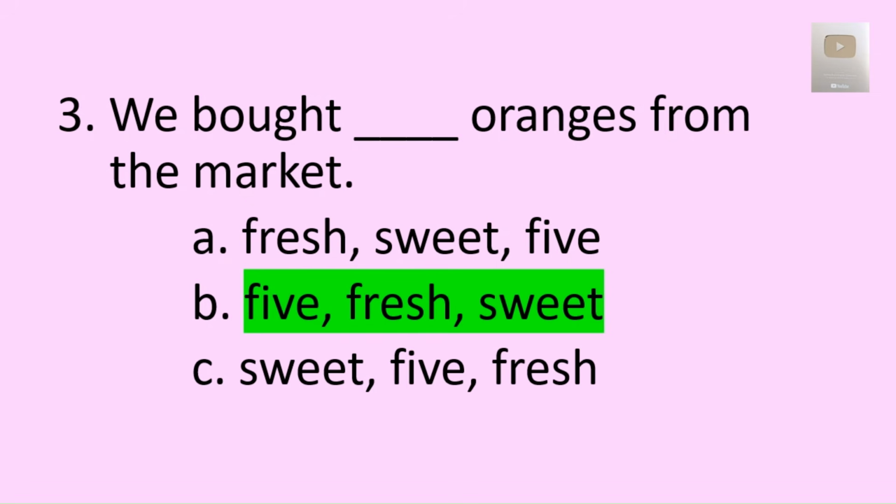So B is correct because fresh cannot come first, sweet cannot come first. The number has to come first. That is quantity. And then you come to the other things like its quality, fresh, and then you have also its taste.